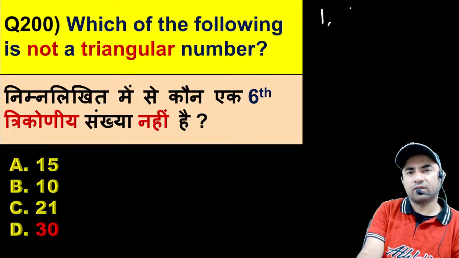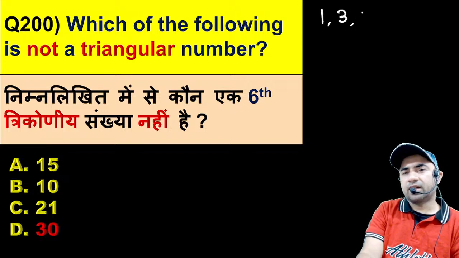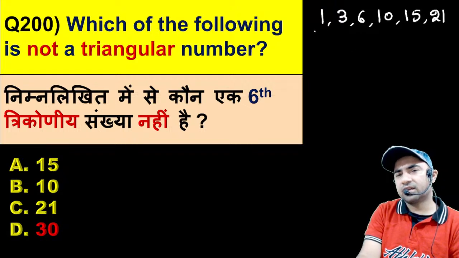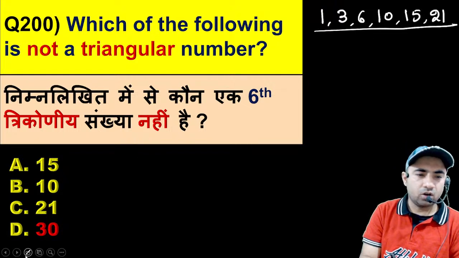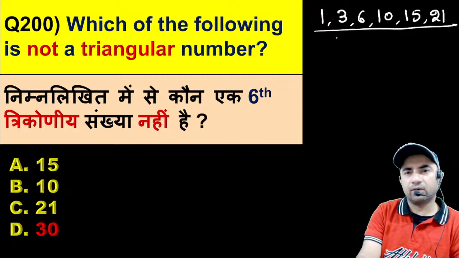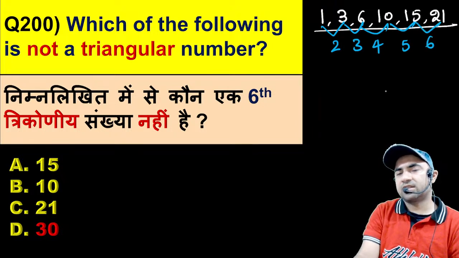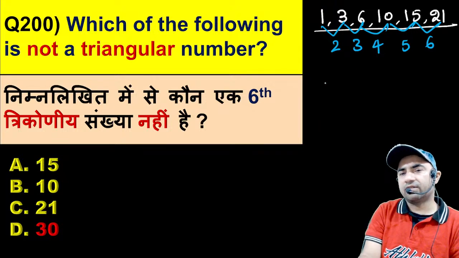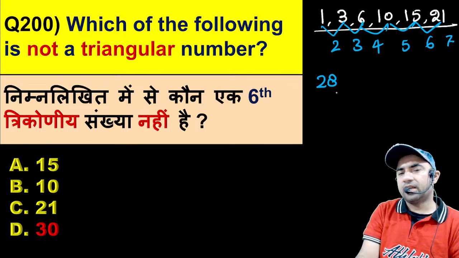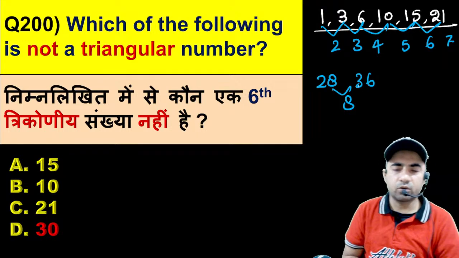The first triangular number was 1, the second was 3, the third was 6, then after that we have 10, then 15, then 21. So you can see here the pattern of triangular numbers. Here we have a difference of 2, then a difference of 3, then 4, then 5, then 6. Next we will have a difference of 7, that means the next triangular number would be 28, right? Then a difference of 8, so the next triangular number would be 36. So with the help of this method you can find them.